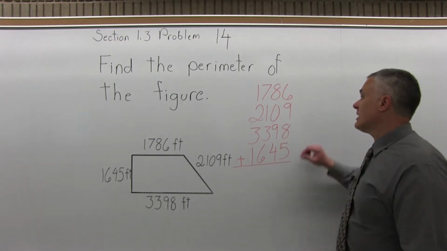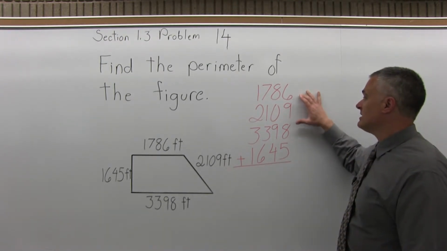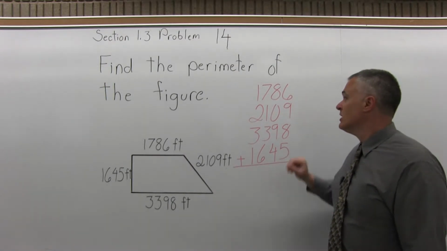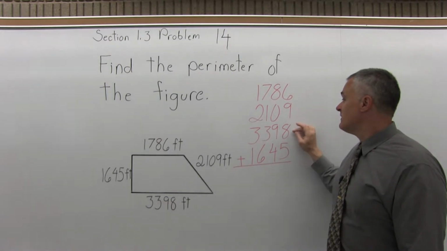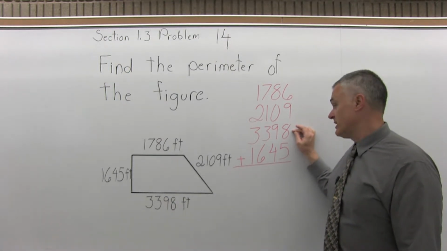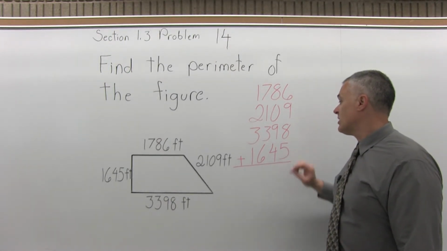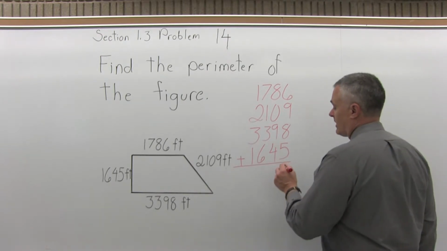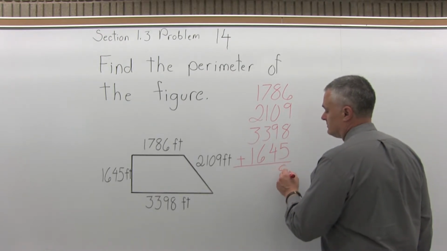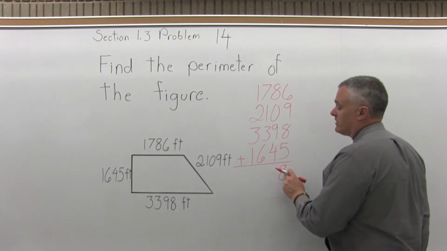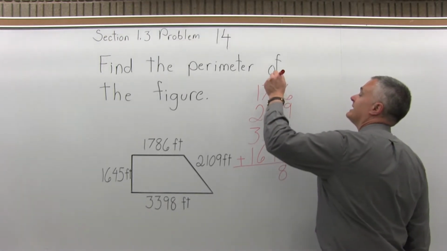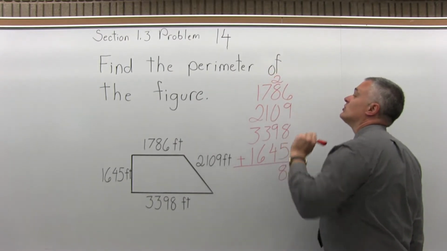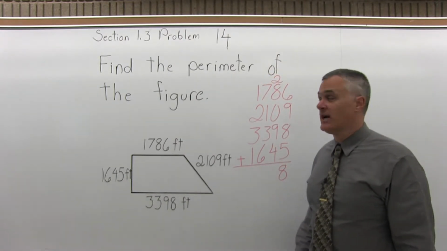So I will start in the rightmost column, and I will add 6 plus 9 plus 8 plus 5. So 6 plus 9 is 15. 15 plus 8 is 23. 23 plus 5 is 28. So the 8 from the 28 goes under the column of digits that I just added, and the 2 from the 28 gets carried to the top of the next column of digits that I will add together.